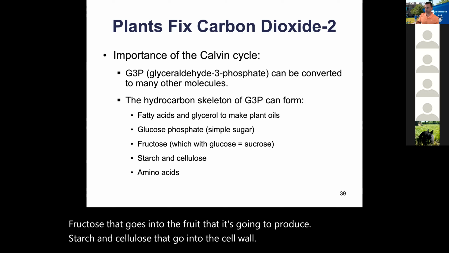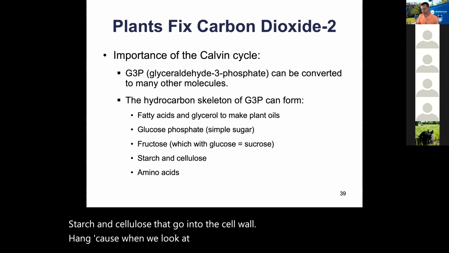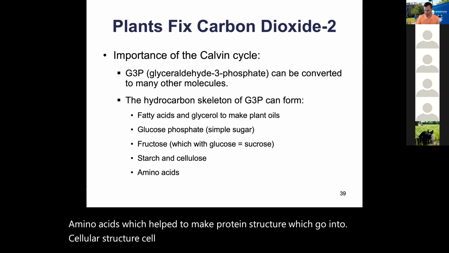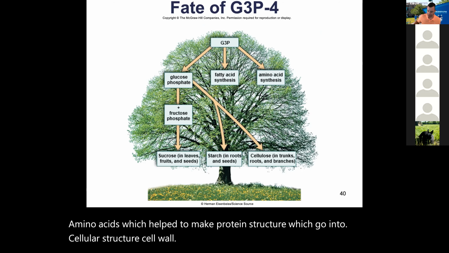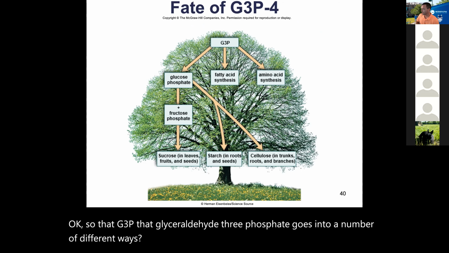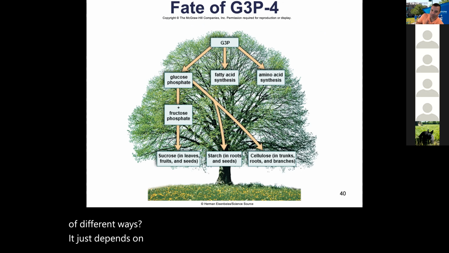Okay, because when we look at plants, there's actually different types of cell walls. Okay, amino acids, which help to make protein structure, which go into cellular structure, cell wall. Okay, so that G3P, that glyceraldehyde 3-phosphate, goes into a number of different ways. It just depends on what I need as a plant.